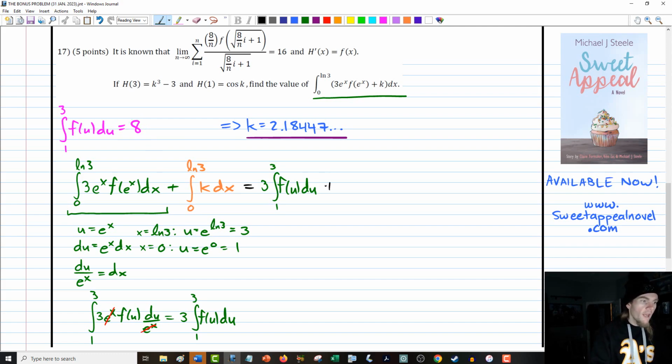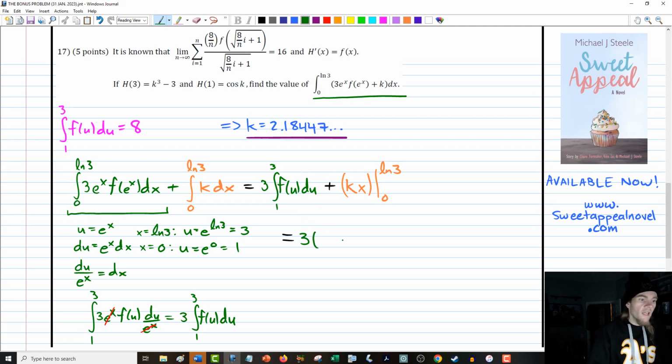The other piece, though, that we have here is this orange integral. And we know the value of k, that 2.184 thing that we'll be careful with in just a second. But the important thing is k is just a constant, and the integral of a constant is just a line with that slope. So for the second part, we're going to evaluate kx from 0 to the natural log of 3. And with all this in place, we can start to make our substitutions and evaluate this.